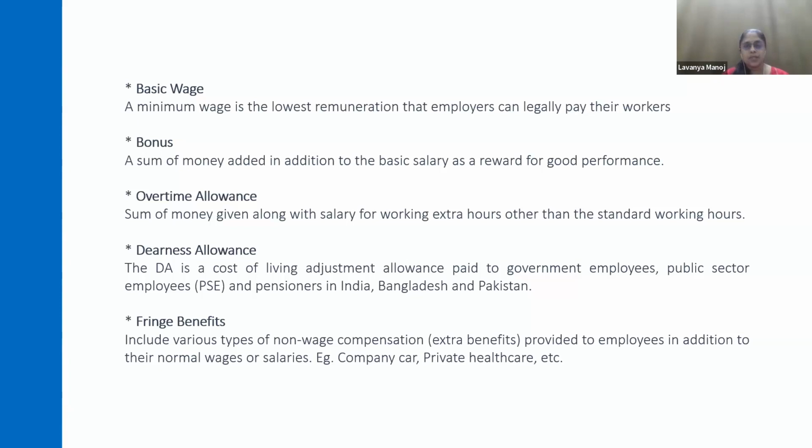DA, dearness allowance, is something mostly government employees or public sector employees will be getting. It depends completely upon the inflation rate of the country. So if inflation is becoming higher, the higher the percentage, the DA will be higher. DA is calculated every 2 years. For example, if an employee's salary is 10,000 and according to the inflation rate the dearness allowance is 2.5%, that means along with 10,000, the employee gets 2,500 rupees more every year, or once in 2 years, I think. So this is called dearness allowance.